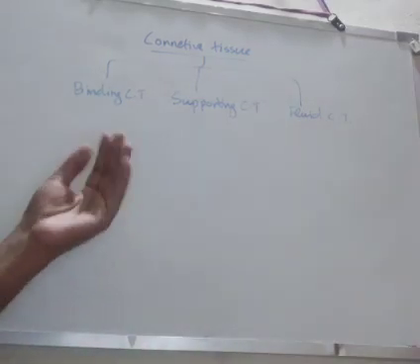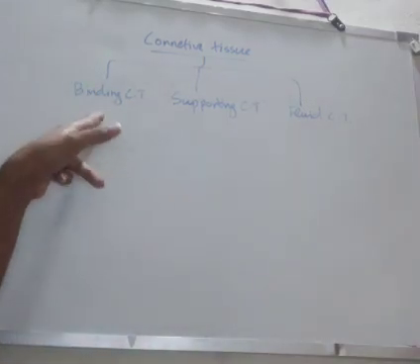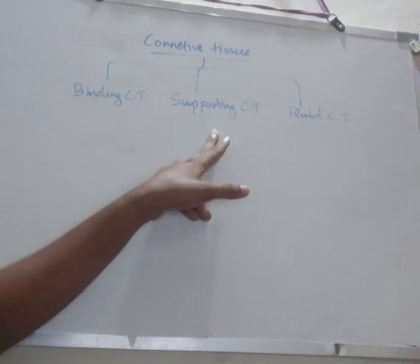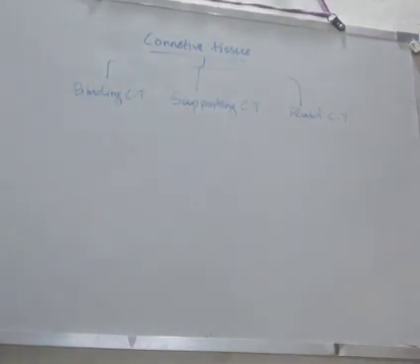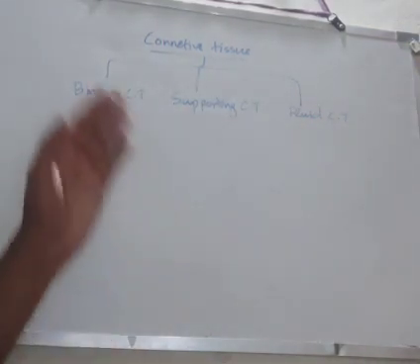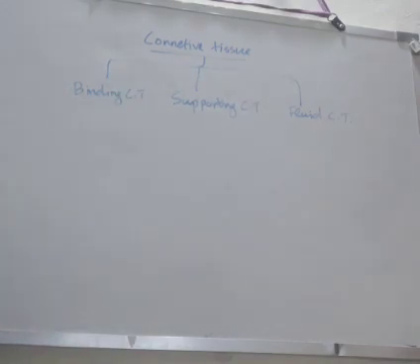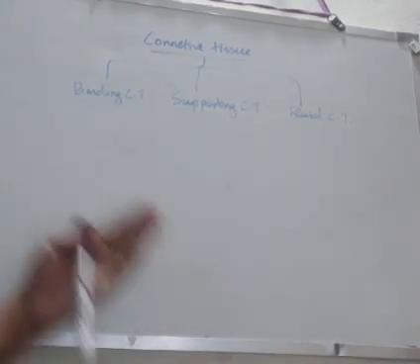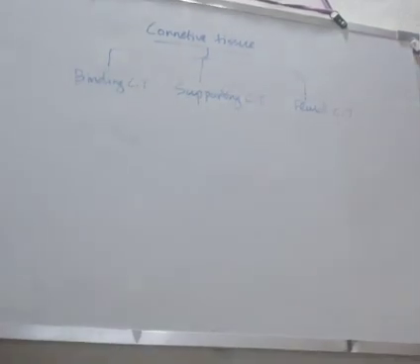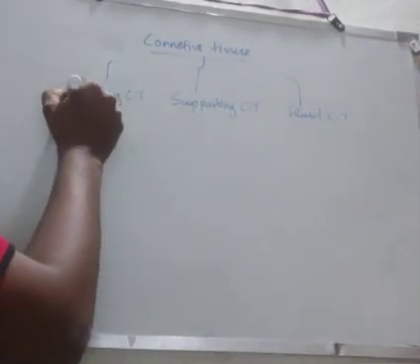So we classified connective tissue into three: binding connective tissue, supporting connective tissue, and fluid connective tissue. And this binding connective tissue is again classified into three. I will write that later. Before that, we can discuss the binding connective tissue. What is binding connective tissue?